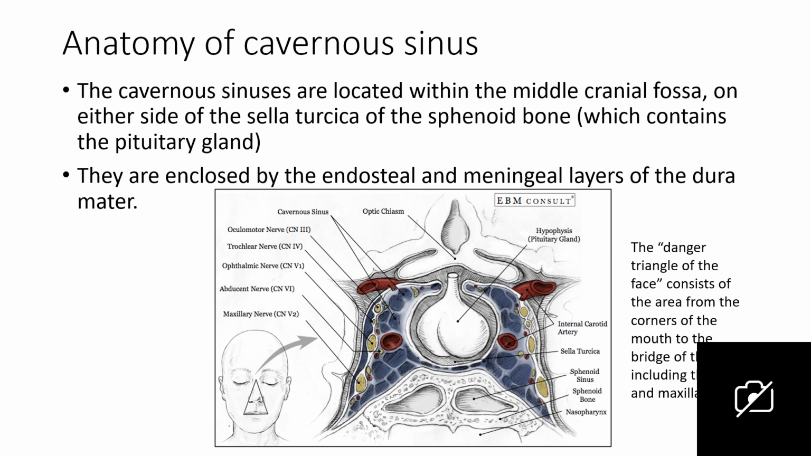The anatomy of the cavernous sinus, which is located in the middle cranial fossa, is as shown in the diagram. On either side of the sella turcica of the sphenoid bone, which contains the pituitary gland, are the cavernous sinus regions. They are enclosed by the endosteal and meningeal layers of the dura mater. Look at the diagram and you'll see a picture of a face there. It shows you the danger area, from the right corner to the left corner of a line drawn and going upwards as a triangle to meet at the apex of the nose.